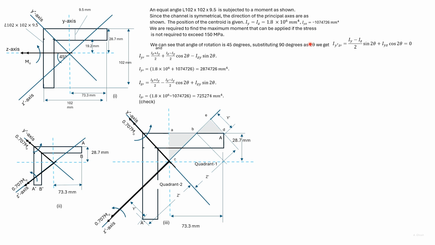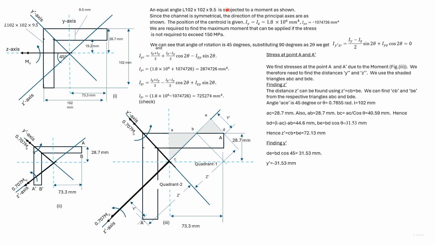We now look at the moment. The moment is applied about the z-axis, which is at 45 degrees both to the y dash axis and the z dash axis. So the components are M0 divided by root 2, both about the y dash axis and the z dash axis. The points where the stress can be maximum are A dash and B dash. We first find the stress at A dash.